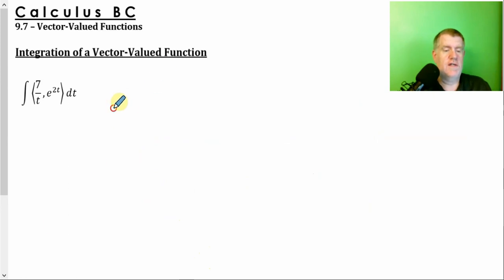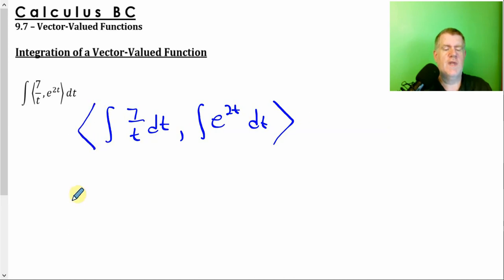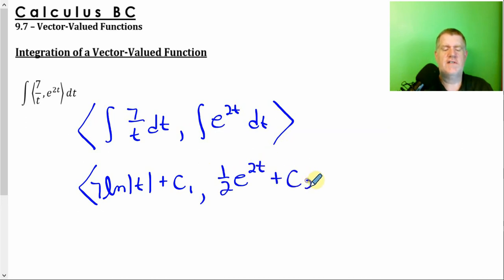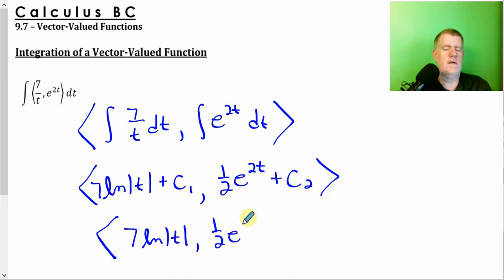Same with integrals. This is the integral of 7 over t dt, and the integral of e to the 2t dt in vector form. So this would be 7 natural log of the absolute value of t plus a constant. And this is 1/2 e to the 2t plus a second constant. Now you can actually write this a different way. This c1 and c2, when you add these vectors together, you're adding a constant to the x and a constant to the y. So together the vectors are being added a constant value. So you may rewrite it like this, plus just a big constant on the outside.